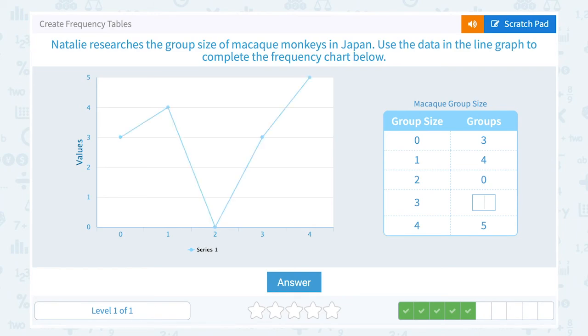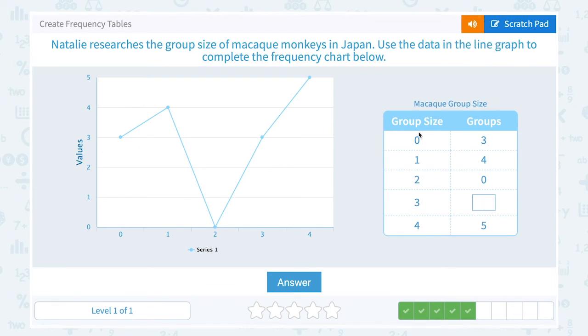Okay, let's take a look at this time. And notice this time, for our frequency table, instead of reading it from a bar graph, we're reading it from a line graph. But the idea is very similar. Natalie researches the group size of macaque monkeys in Japan. Use the data in the line graph to complete the frequency chart below.